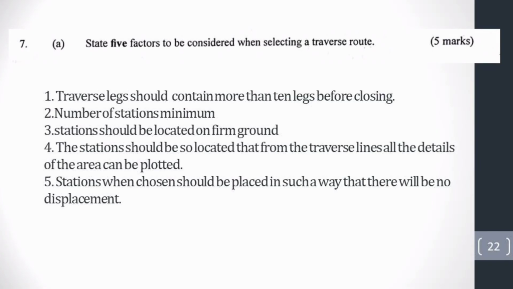when a natural weather condition affects it, or even a person. On the fourth point, the stations should be so located that from the traverse line all the details of the area can be plotted. Then our final point, the stations when closed should be placed in such a way that there will be no more displacement. So that was the theory question.